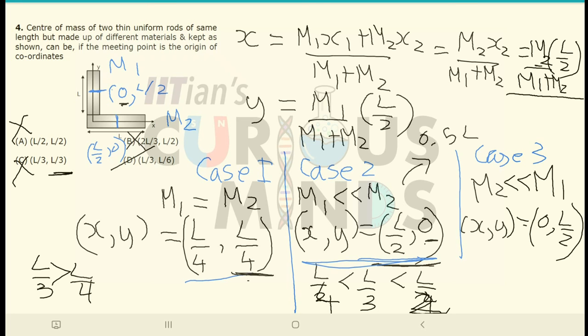Let us check this option also, L by 3 comma L by 6. L by 3 lies again between L by 4 and L by 2, and L by 6 also lies between 0 and L by 4. So D is the correct option.